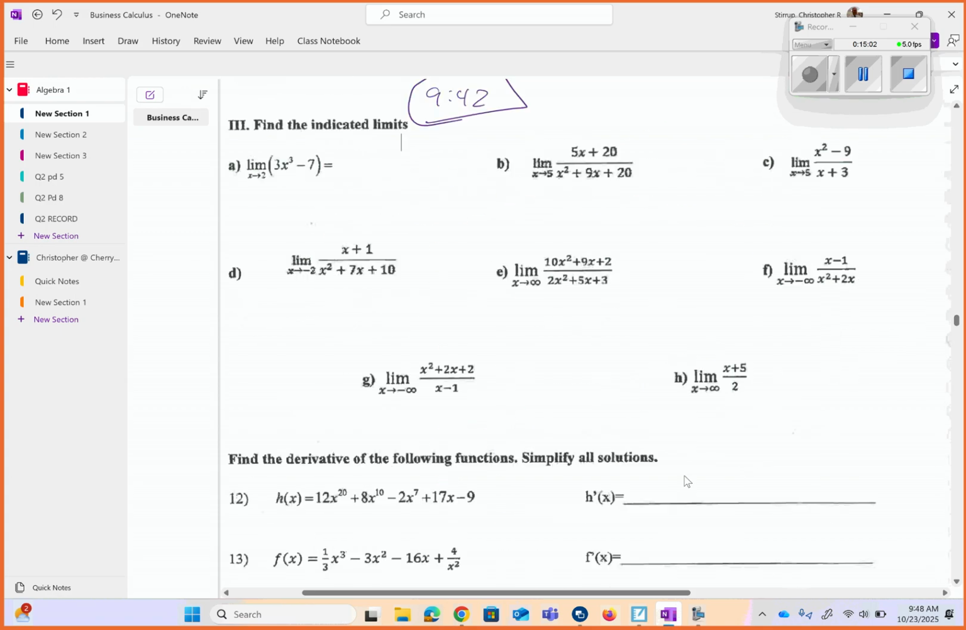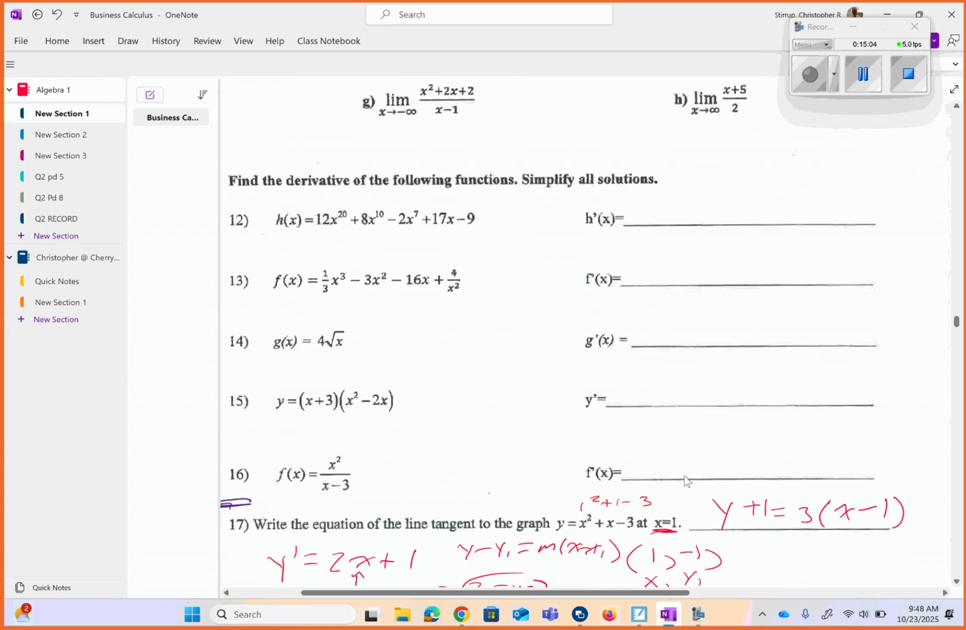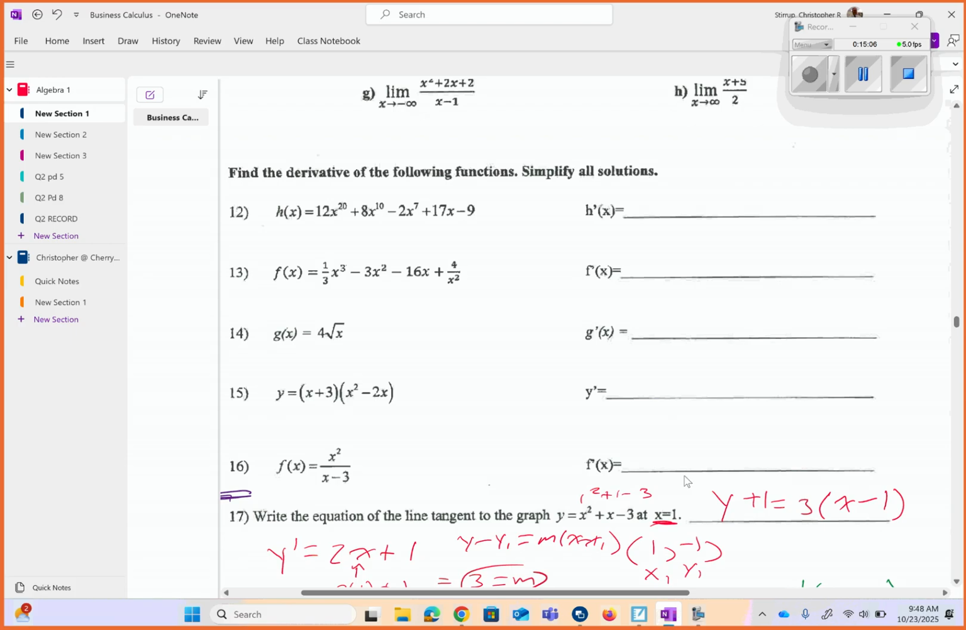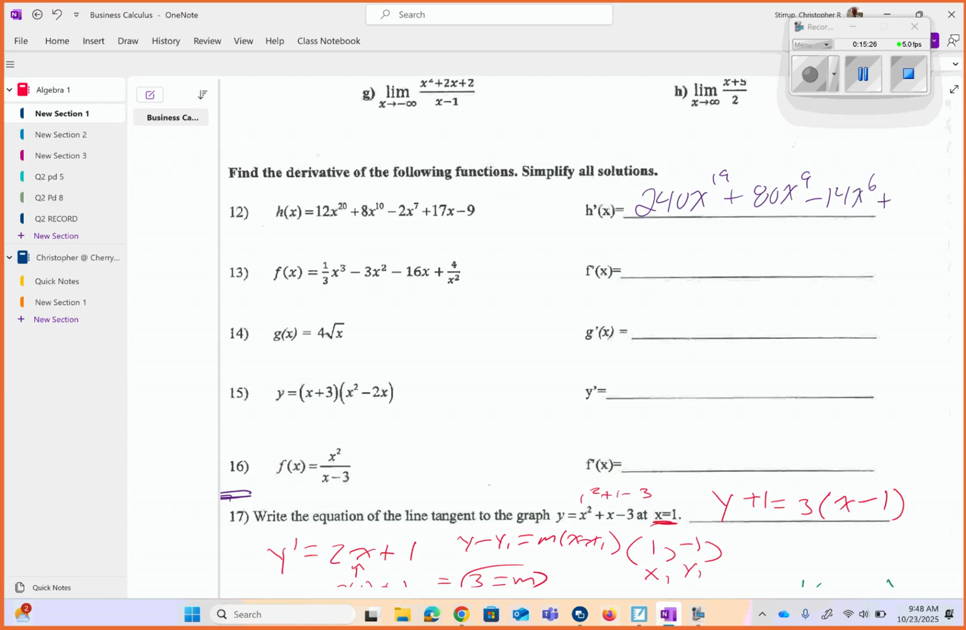All right. Let's head down here. Now they want us to find the derivative of each. So h prime, I'll bring the 20 down front. What is 20 times 12? 240. So I get 240x to the 19th because I lower the exponent, plus 80x to the 9th, minus 14x to the 6th, plus 17. And that's the derivative. That's all we had to do is just do the derivative.